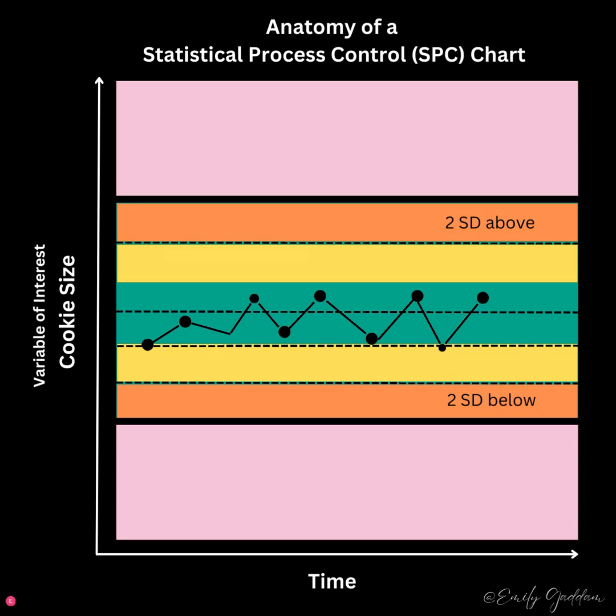As we conclude our exploration of the six rules of SPC analysis, it's important to remember that we need to identify the causes of these trends. Recognizing and understanding these patterns can help ensure consistent cookie sizes and maintain process stability.